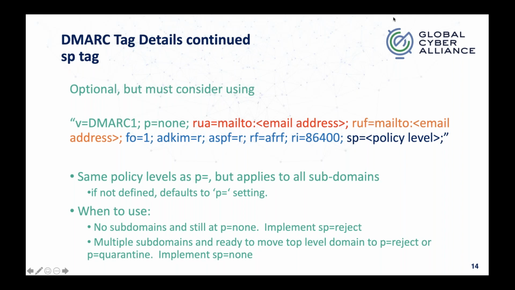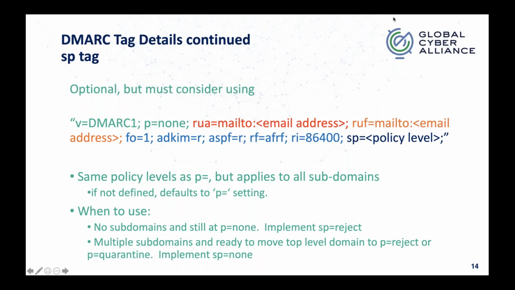So what are the values for SP? It's the same as the P tag. So it could be sp equals none, sp equals quarantine, or sp equals reject. Those are the exact same values as the P tag. If you don't define SP, your subdomains automatically revert to using the P tag. So when can you use this? When do you consider using the SP tag?